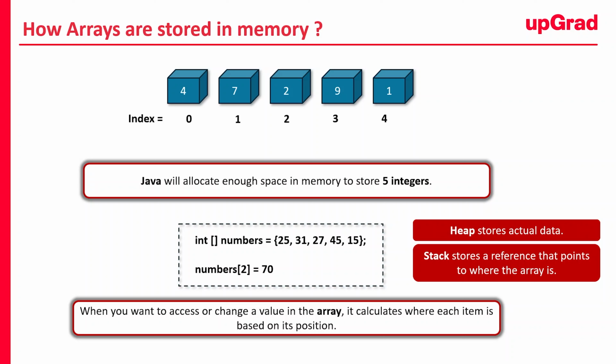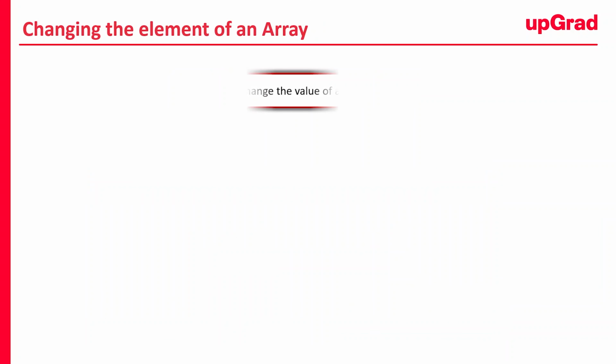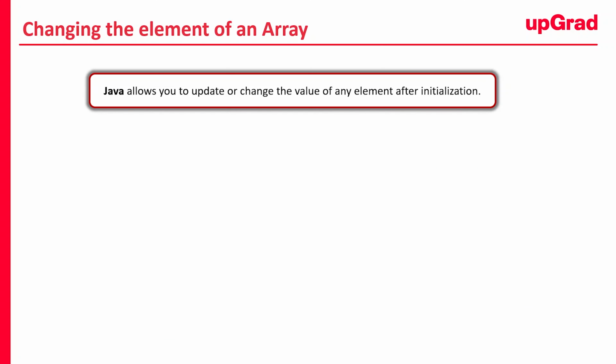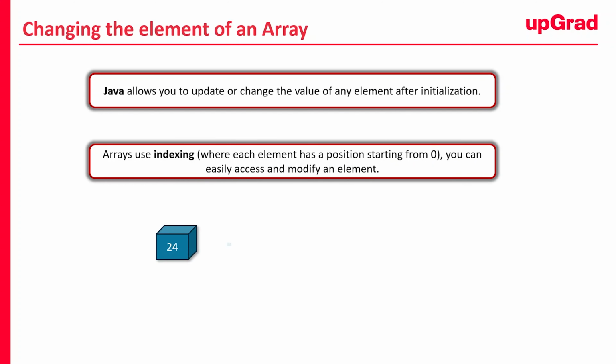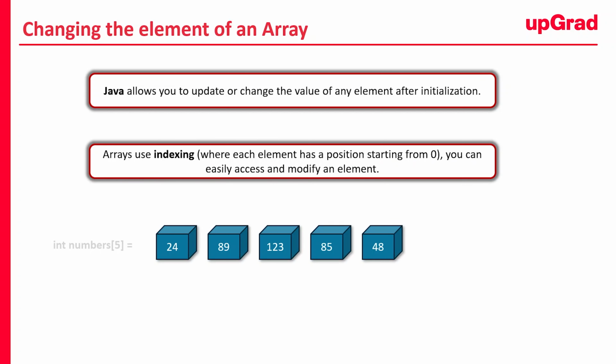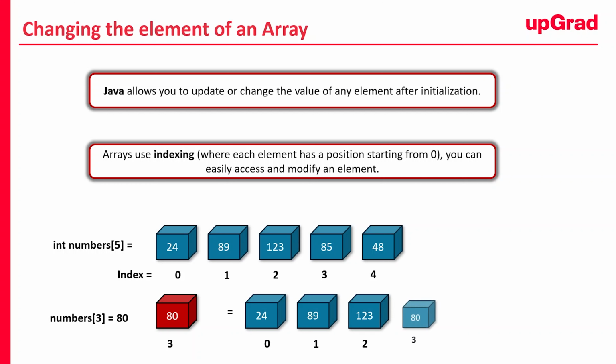Alright. Now let's understand changing the elements of the array. In Java, arrays allow you to update or change the value of any element after it has been initialized. Since arrays use indexing, where each element has a position starting from 0, you can easily access and modify an element by specifying its index. You can directly assign a new value to an array element using its index, like we just did in the example of accessing it.